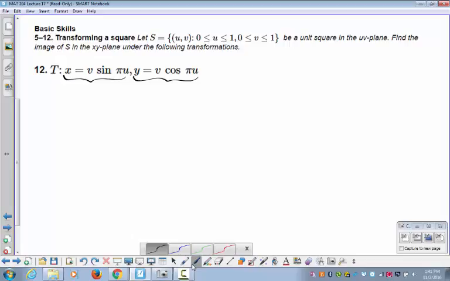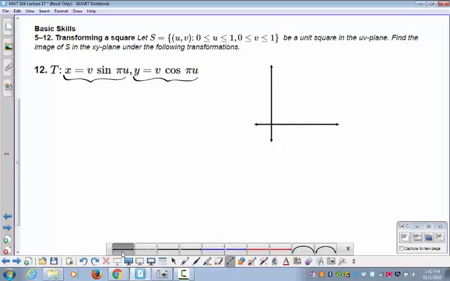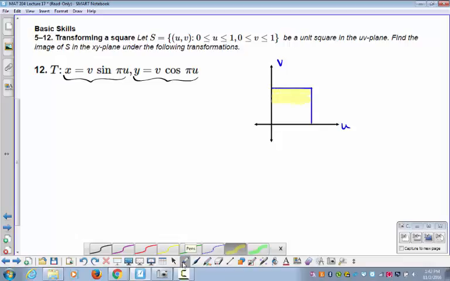So in the uv plane, let's draw a picture of the region in the uv plane. In the uv plane, we have the unit square. So we're considering all ordered pairs in that region right there. So that's the set S. So, nice simple limits, right? U from 0 to 1, V from 0 to 1. So super simple. And now we have to find the corresponding region in the xy plane.